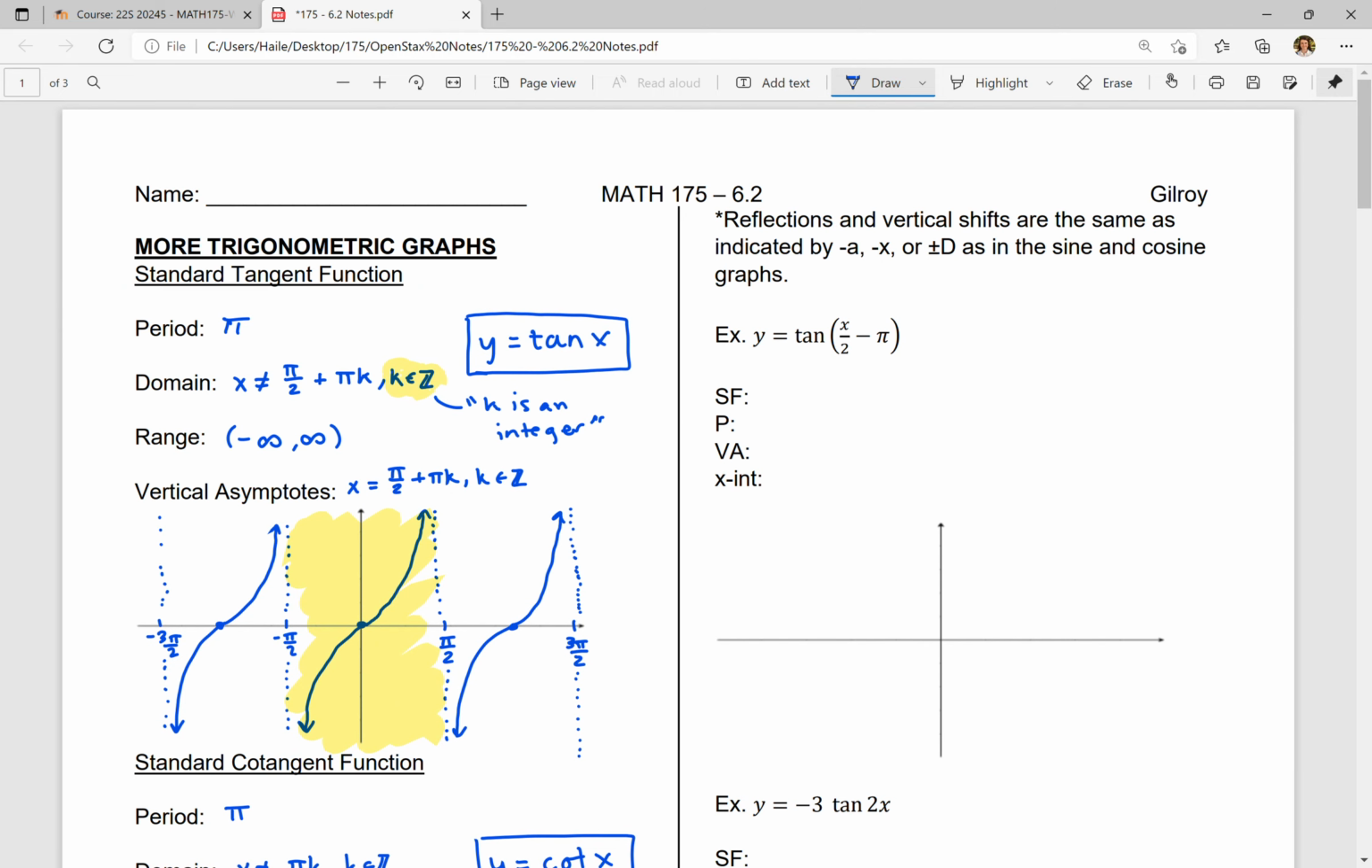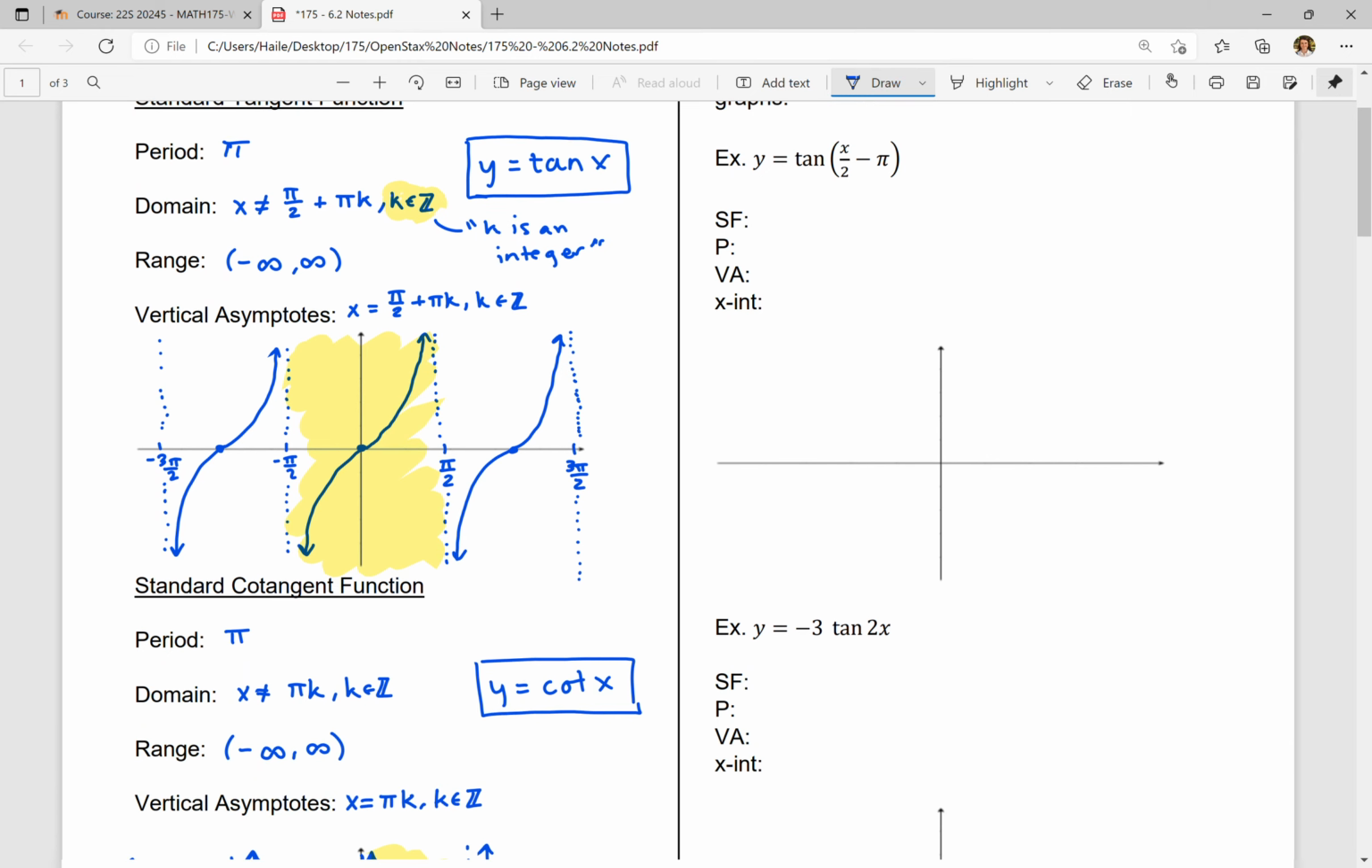And then finally, transformations for tangent and cotangent follow all the same rules as sine and cosine. So we still have those four letters that we want to talk about, A, B, K, and D, and they do all of the same things that we talked about in 6.1. So let's jump right into some examples.